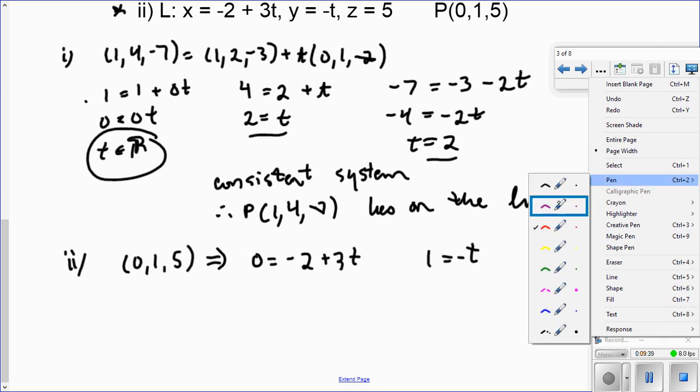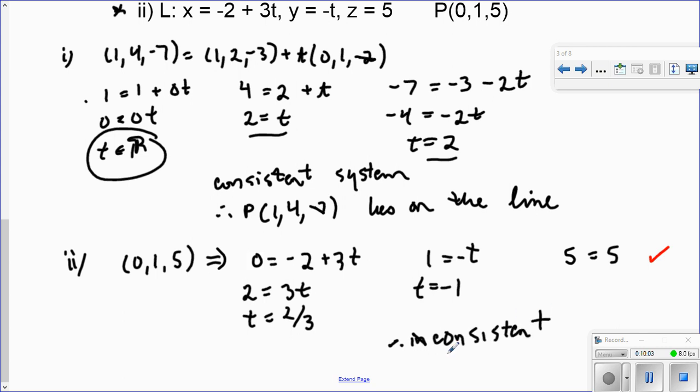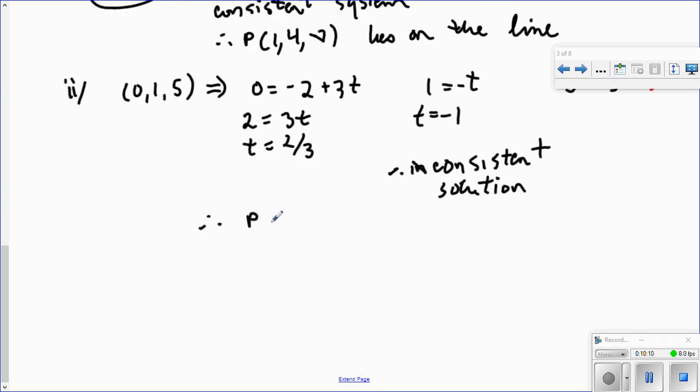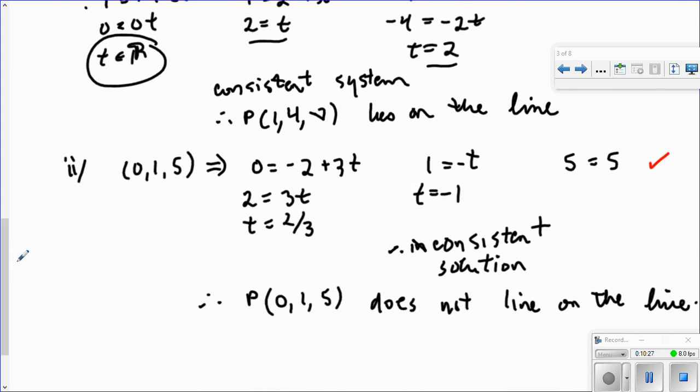Let's solve for t for the other ones here. So 1 equals negative t, so t equals negative 1, and let's see if that works in this one here. So I'm going to rearrange my equation for t. No, it doesn't work, right? It's an inconsistent system. Inconsistent solution. So therefore my conclusion is that my point 0, 1, and 5 does not lie on the given line here, because it's inconsistent. I get t equaling two different things in each case here.